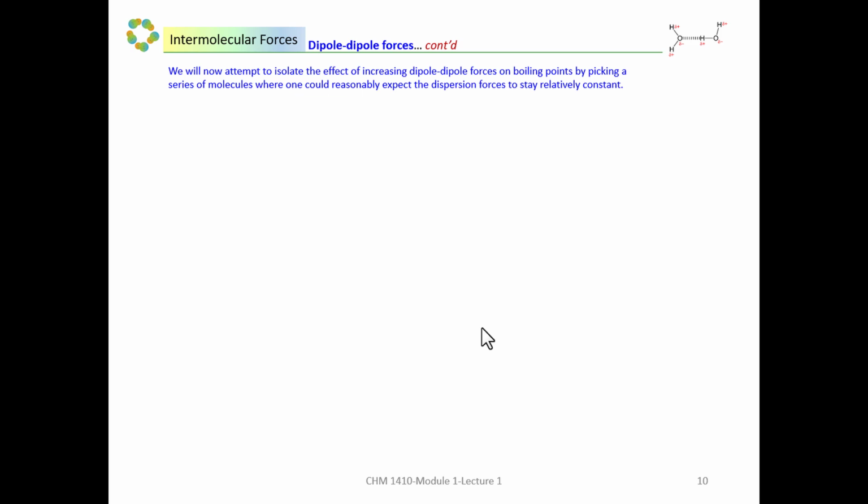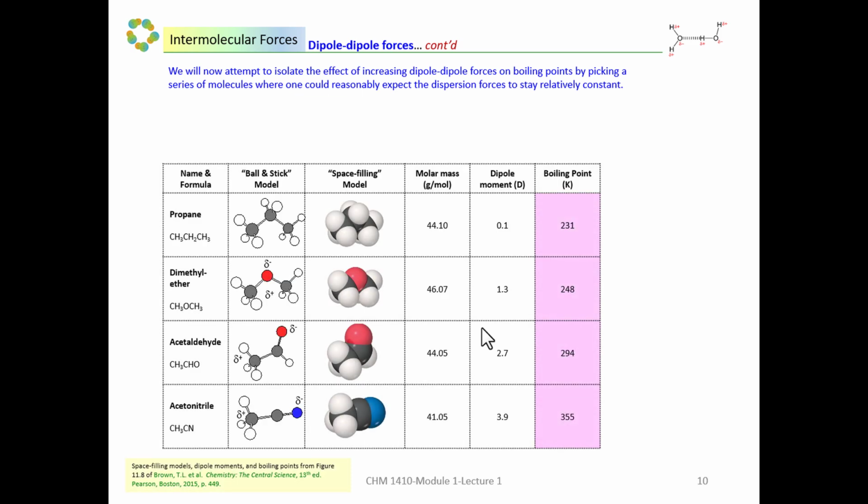So how will we do that? Well, here's a large table of data, and let's look and see what's in this table. We have four molecules: propane, dimethyl ether, acetaldehyde, and acetonitrile. In the second column, we have ball and stick models of these. So for example, propane has 3 carbons, which are the gray spheres. The end carbon has 3 hydrogens, the middle carbon has 2, the other end carbon has 3 hydrogens, and so forth. And then we have a space-filling model of propane.